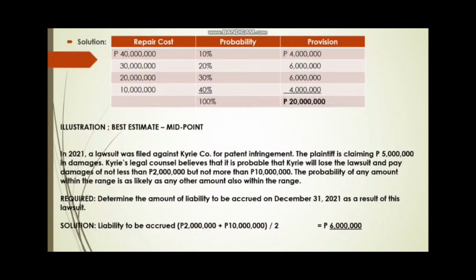For the solution, repair cost 40 million, 30 million, 20 million, and 10 million. The probability 10%, 20%, 30%, 40% equals 100%. 40 million times 10%, so that is 4 million. 30 million times 20%, then that is 6 million. 20 million times 30%, then that is 6 million. 10 million times 40%, then that is 4 million. So, the provision total is 20 million.